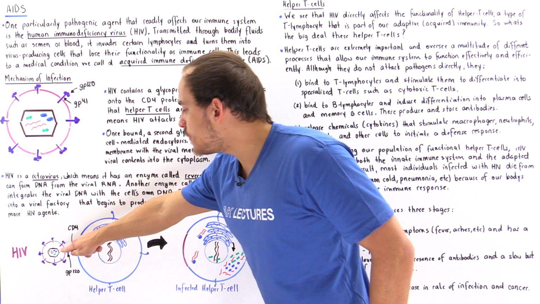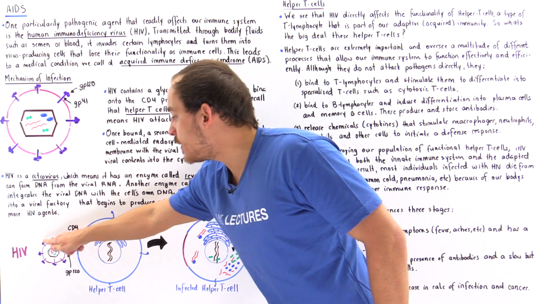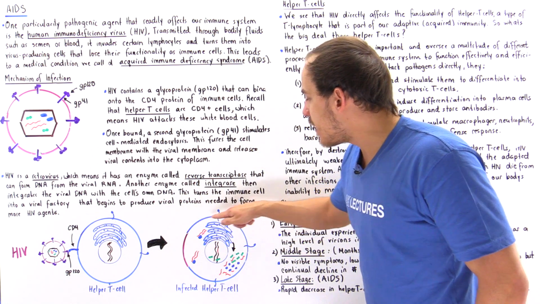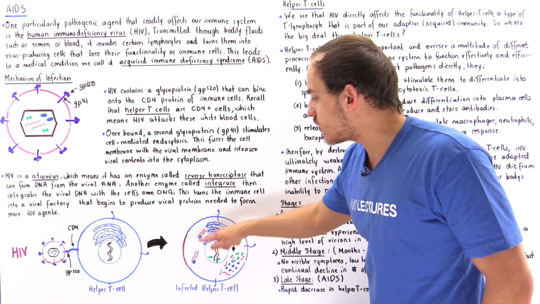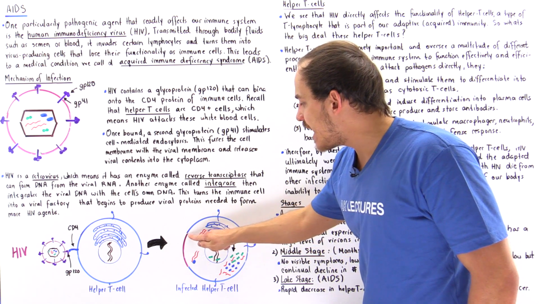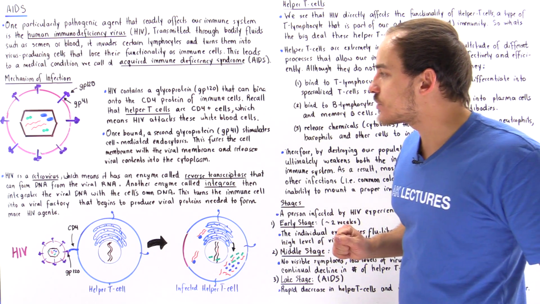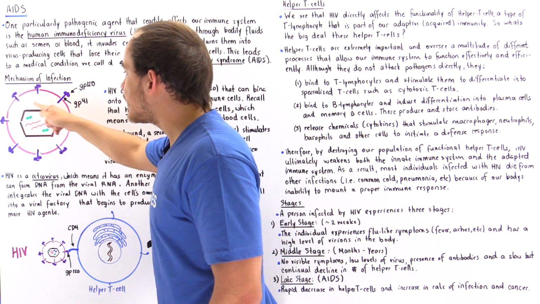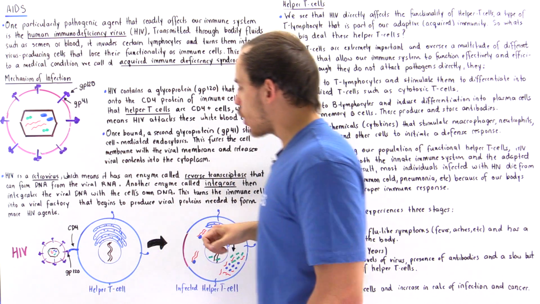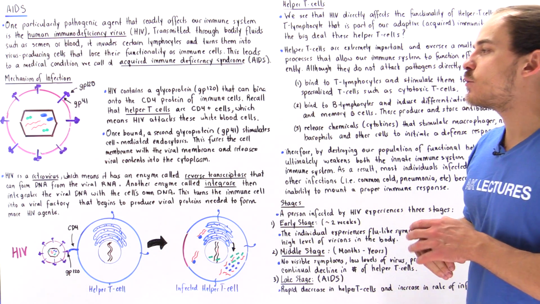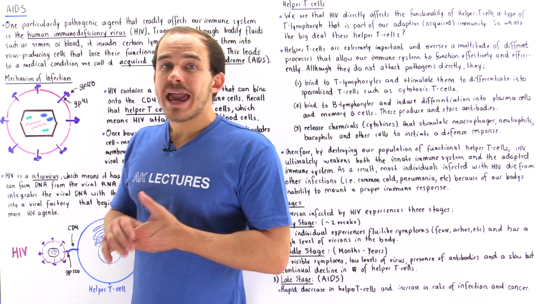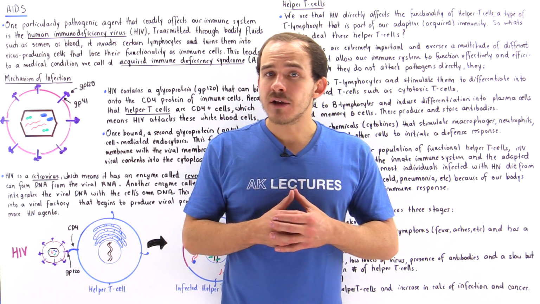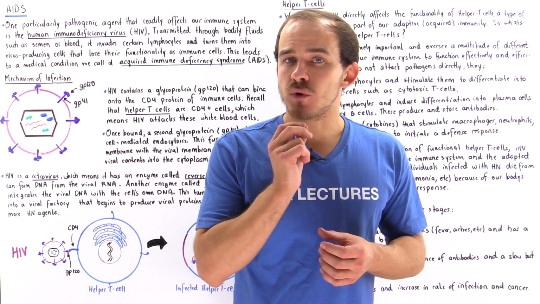So we have the fusion of the membrane in pink of the virus and the membrane in blue of that helper T cell. And so this is what happens. We have the blue section and we have the fused pink section. And the protein capsid along with the contents are now found inside the cytoplasm of our cell. So what happens next? Well, HIV is a type of virus known as a retrovirus.